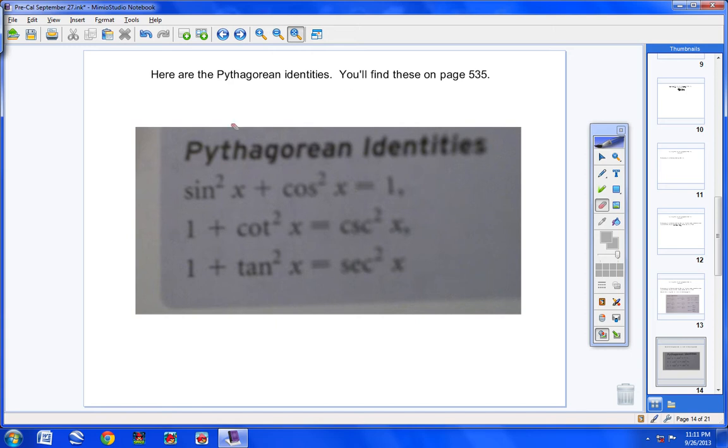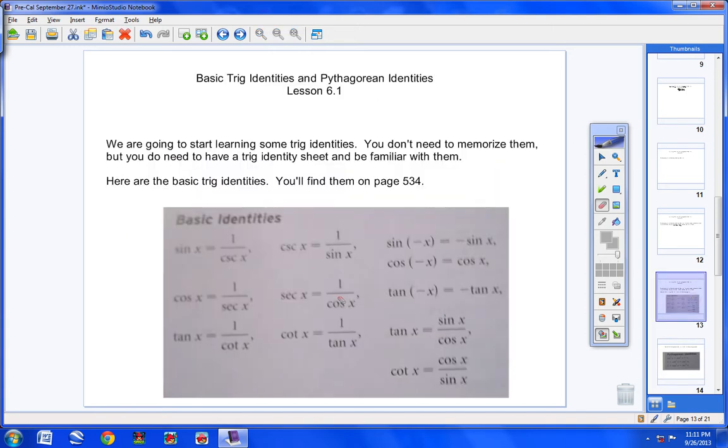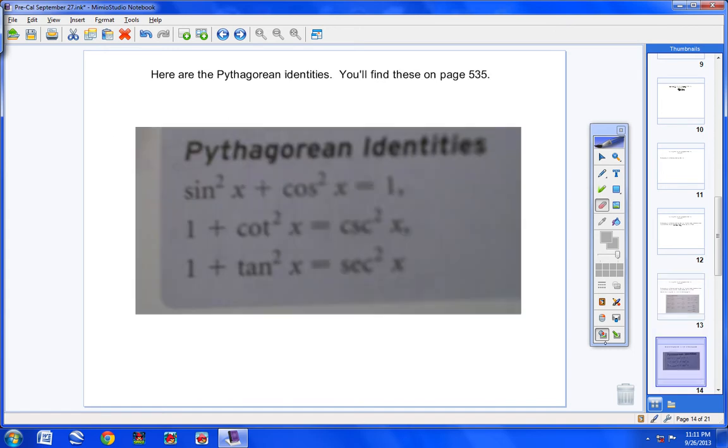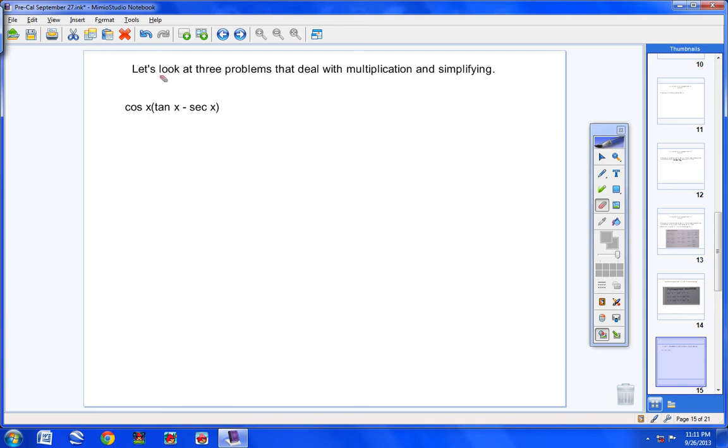Now, we're going to start using these trig identities and doing some manipulations with some math problems. Write down your notes: multiplication and simplifying. We're going to take some of these problems, do the multiplication and then simplify. Please listen carefully. When you're given problems that say multiply and then simplify, it's really hard to know after you do your multiplication how far they want you to go with the simplifying.